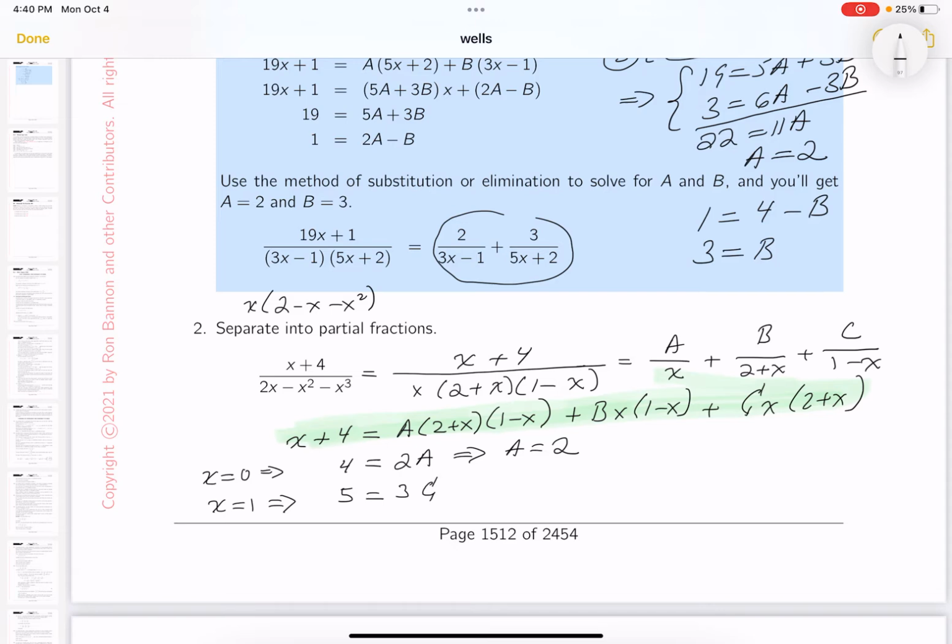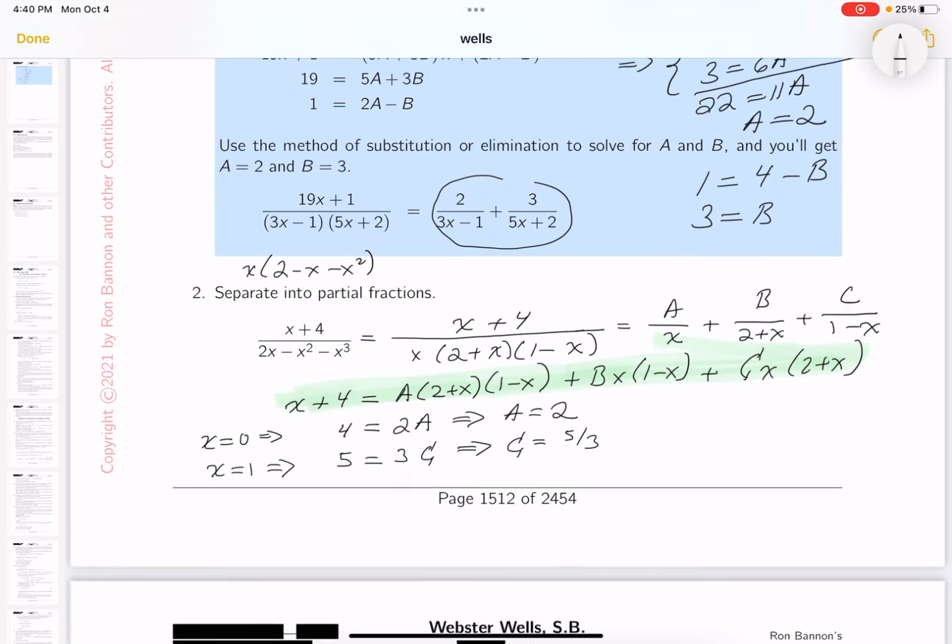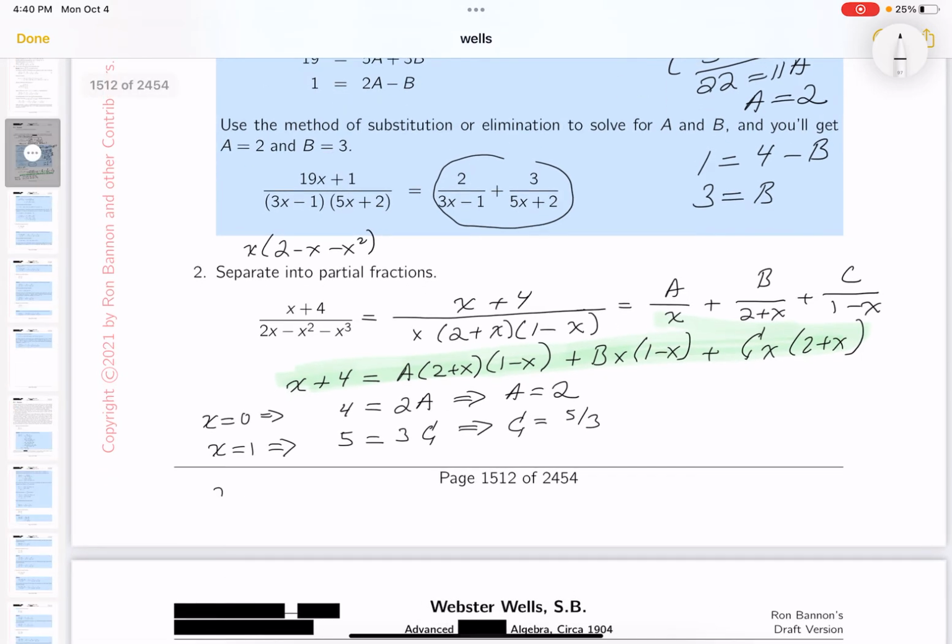Now that might be upsetting to you because you don't like the number, but I'm still going to write it down. You know, maybe I made a mistake. Who knows? C is 5/3. I need another number, don't I? Now I'm going to say another good number to choose would be minus 2. What do you get on the right side? 2.